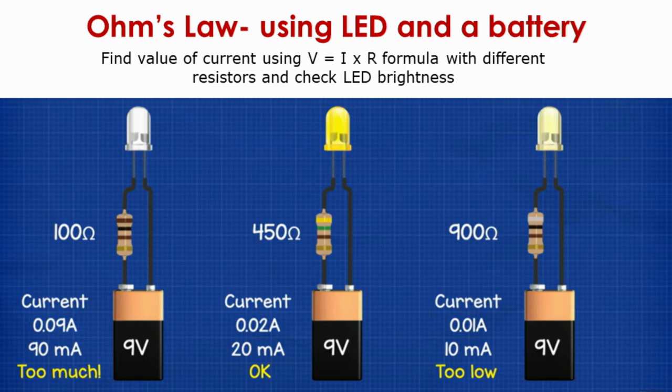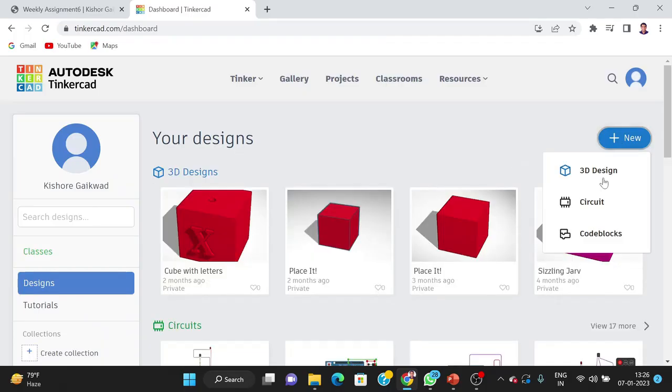In second case, the resistance is 450 ohm. So the value of current is 20 milliampere, which is okay for LED to bear that much current. In third case, the value of resistance is 900 ohm. So the value of current is 9 by 900 ohm, which is 0.01 ampere, 10 milliampere, which is too low. The LED will not glow.